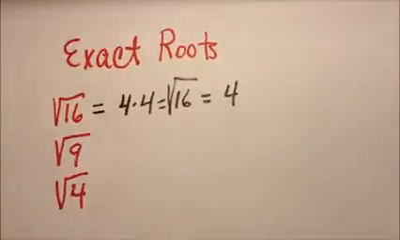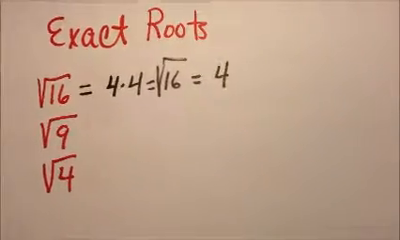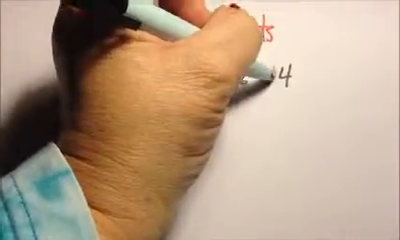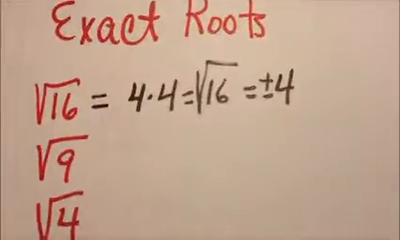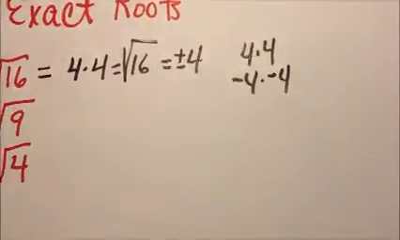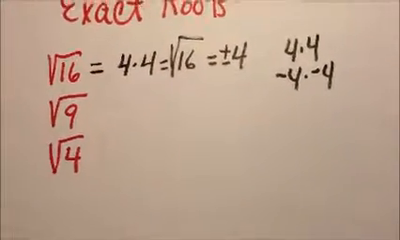Now, we also need to notice that the primary root is always the positive number. It could be that it's seen sometimes as plus or minus 4. That doesn't mean one is positive and one is negative. It means it's either positive 4 times positive 4 or negative 4 times negative 4. Both of those will get you 16.